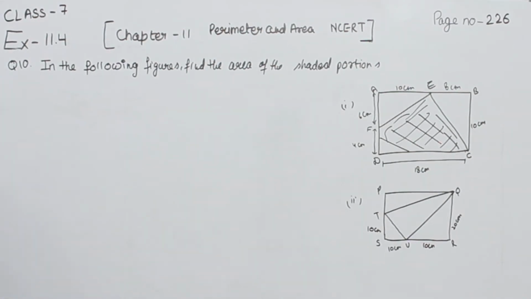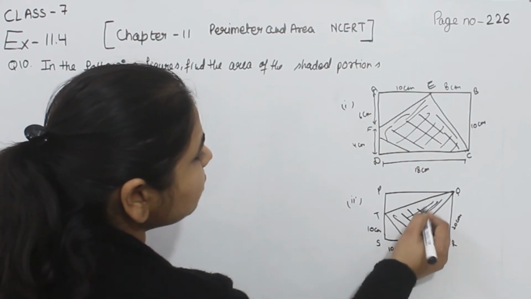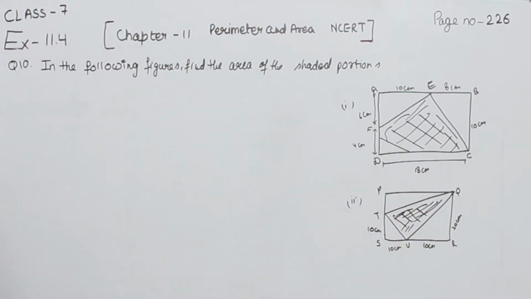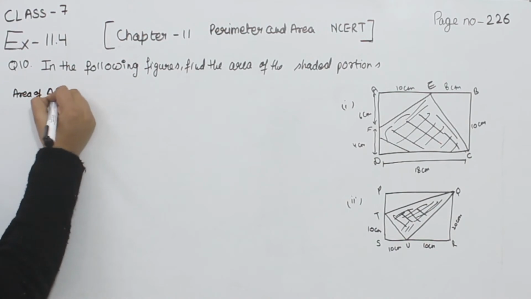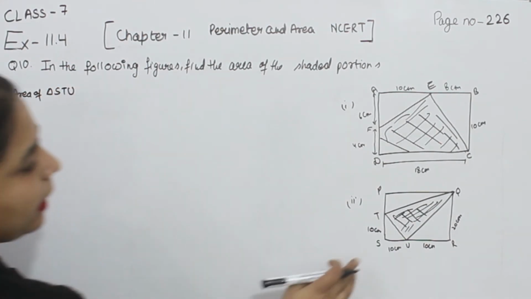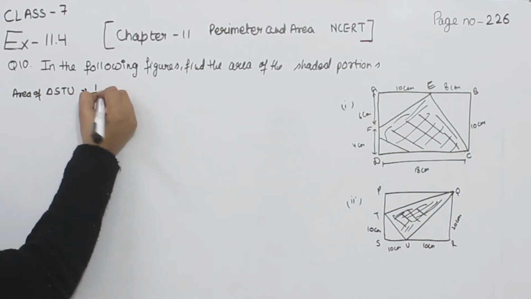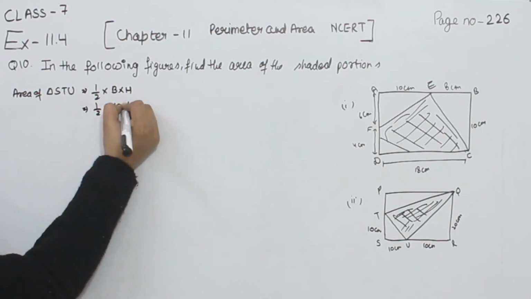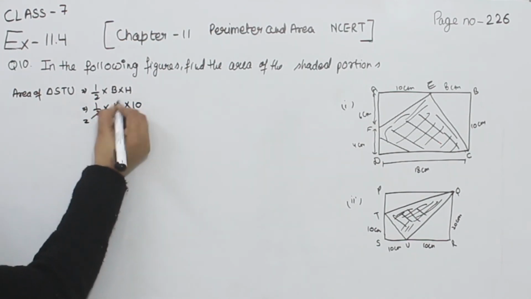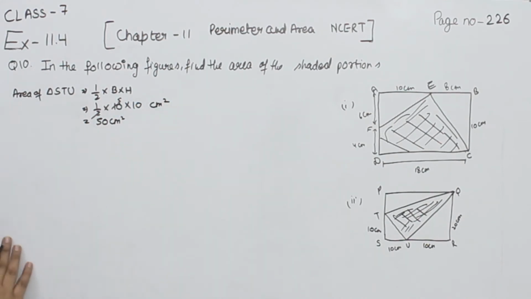Now comes to part 2nd. Now in the part 2nd, this is the shaded area which we need to find out. So first of all, we are going to find the area of triangle STU, this one. So the formula will be half into base into height. So half multiplied by base is 10 and the height is also 10. 2 5s are 10. So this one is 50 centimeter square.